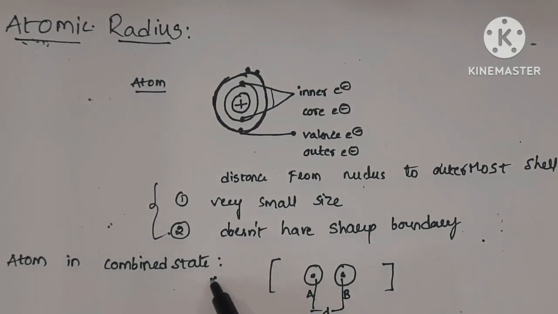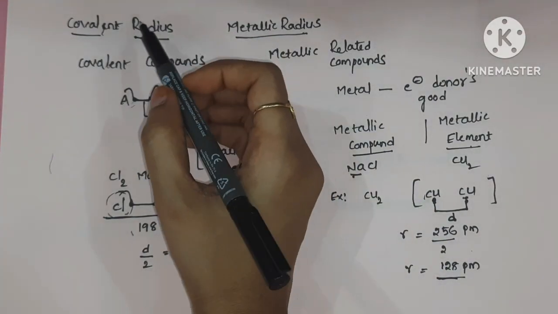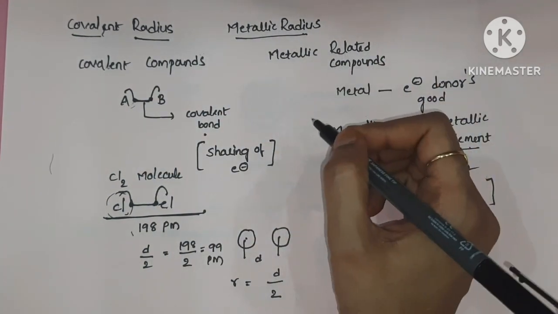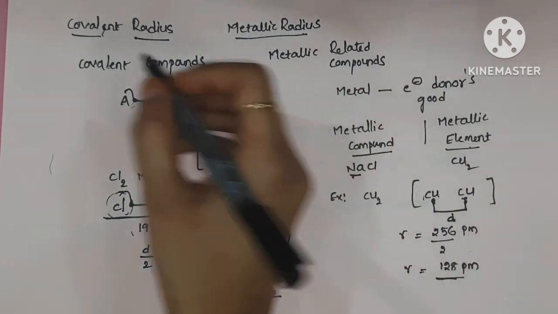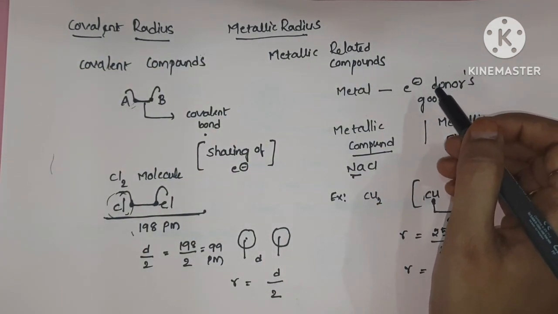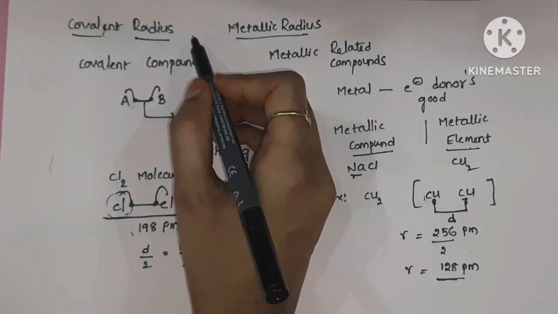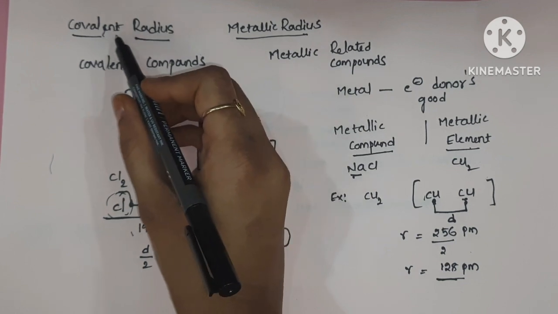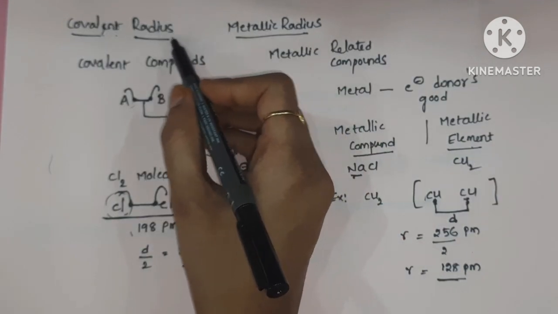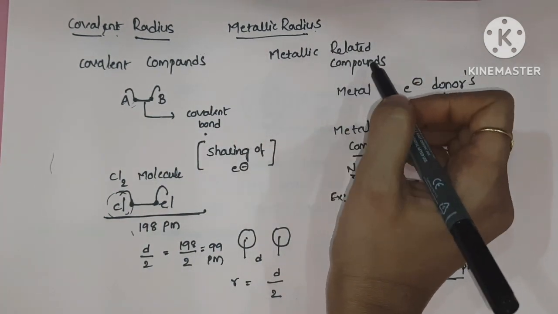Combined state means the atom must be placed in a combined state. That means covalent compounds, metallic compounds, ionic compounds, so many are there in chemistry. In all these compounds, the atom must definitely be placed in a combined state. So the different types of atomic radius: covalent radius and metallic radius. Covalent radius is measured in covalent compounds. Metallic radius is measured in metallic compounds, right?